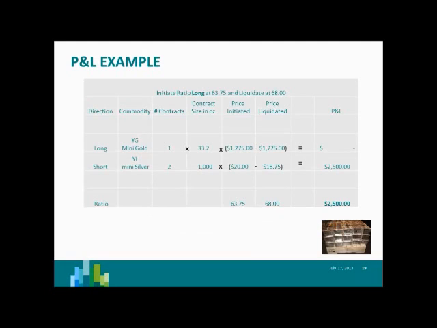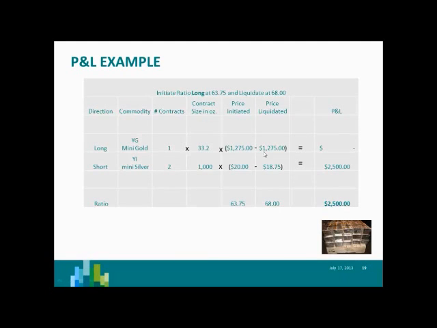Let's take a minute and walk through a P&L example. Here we've initiated the ratio long, so long gold, short silver. We decided to go long 1 mini gold contract, short 2 mini silver contracts at 63.75, and it turns out we liquidated it at 68, so we made money. So here our direction is long mini gold, the number of contracts is 1, contract size, as you'll remember, is 33.2.